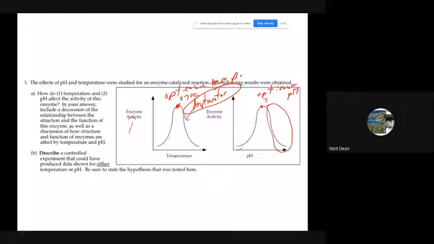As far as B goes, or the second part of A, the pH part, enzymes work best at a certain optimum pH, usually around 7 for humans. And if the pH is increased or decreased away from 7 in either direction, higher or lower pH, the proteins that make up the enzyme begin to denature, and therefore the enzyme activity decreases.